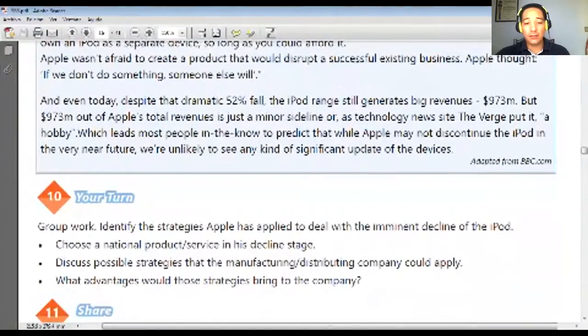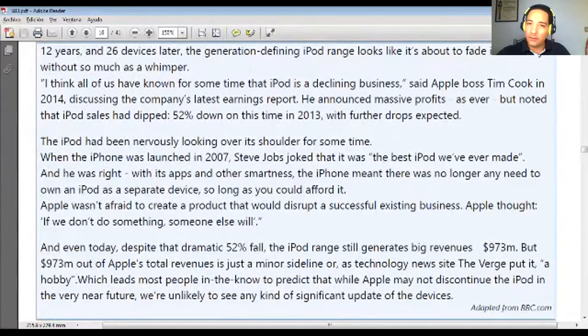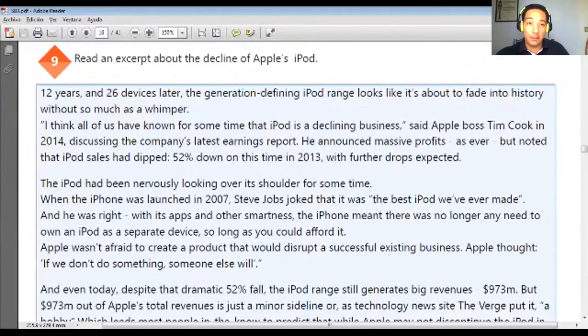And then you identify the strategies that Apple has applied to deal with the imminent decline of the iPod, okay? iPods were very popular, actually. They were used to play music. You can install WhatsApp on them, but they are not cell phones. You cannot install a SIM card on an iPod. So 12 years and 26 devices later, the generation-defining iPod range looks like it's about to fade into history without so much as a whimper.